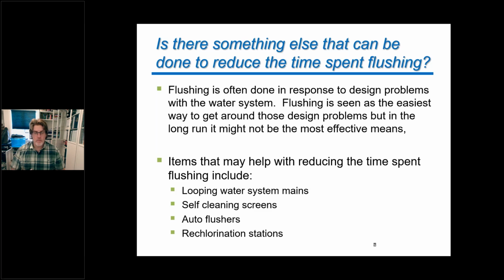And then this is more of an end analysis of our flushing after we're all done. We can look at and see, okay, is there something else that I could be doing? And this might be moving to a more aggressive flushing procedure, like a unidirectional flush. Maybe it's doing things like a swab, or putting in other infrastructure, maybe an auto flusher to help us with this dead end main or dead end section of our system that we're always constantly having to go out there and flush to maintain chlorine residual.